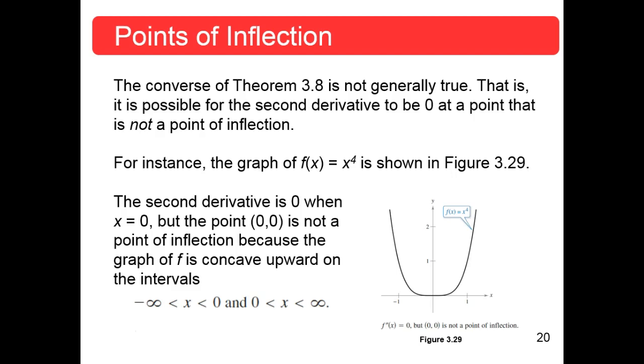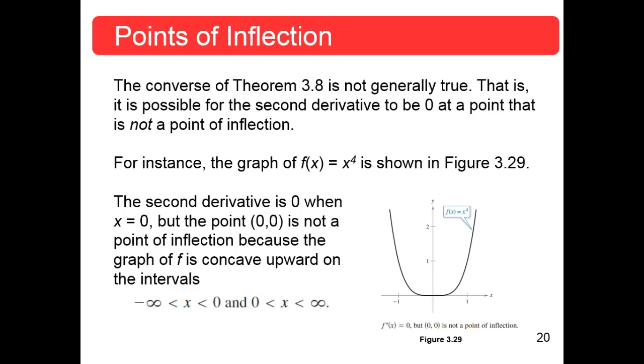Now, the second derivative of this: if you take the first derivative, what do you get? First derivative, 4x cubed. Take the second derivative. 12x squared. And that's equal to 0 at x equals 0. Do you think that's a point of inflection? x equals 0? No, it's concave up here and concave up there. Not a point of inflection, even though the second derivative is 0.